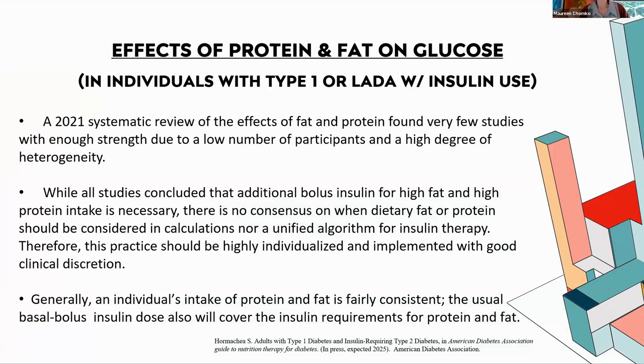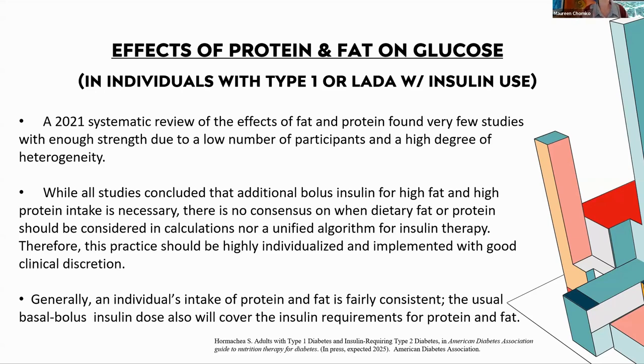So there is usefulness to getting a little bit more bolus if a person is having a high fat or a high protein meal. But there's no algorithm. It's not like it's X number of grams of fat, they need X number of bolus insulin. Same thing with protein. We don't have an idea of how much protein it is, that is going to be across the board affecting somebody's glucose.